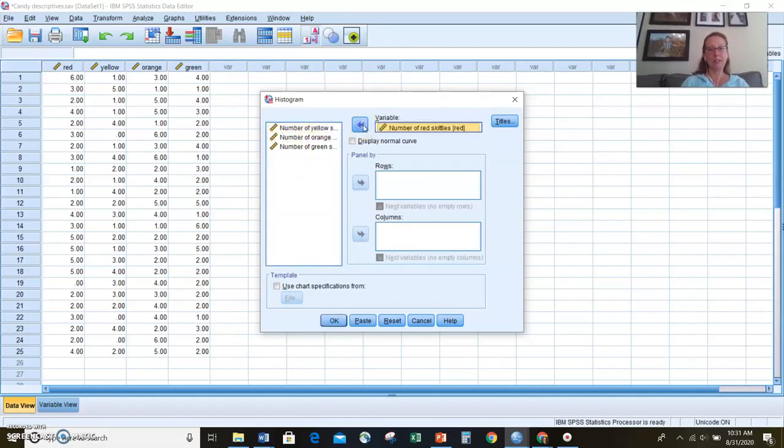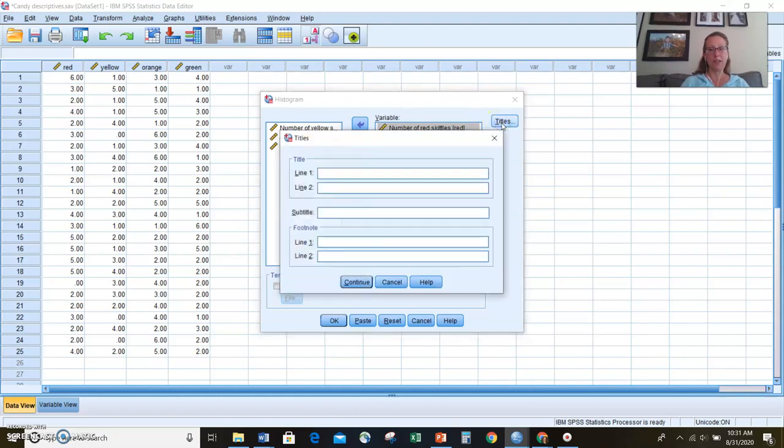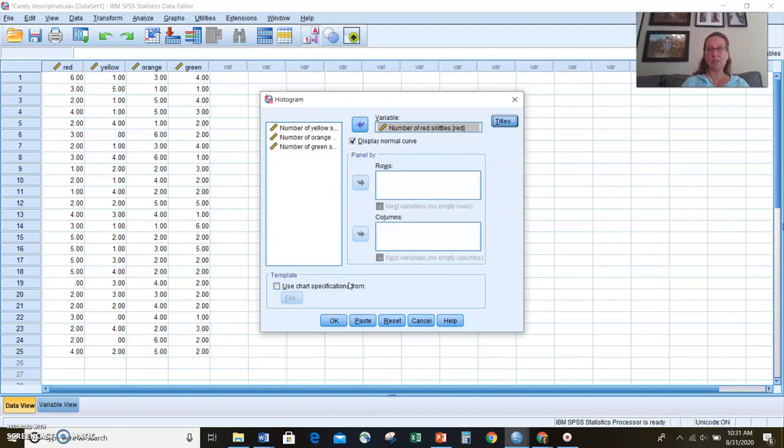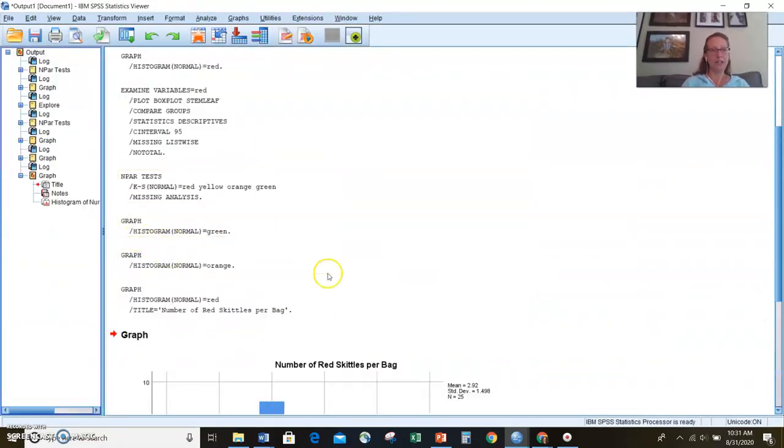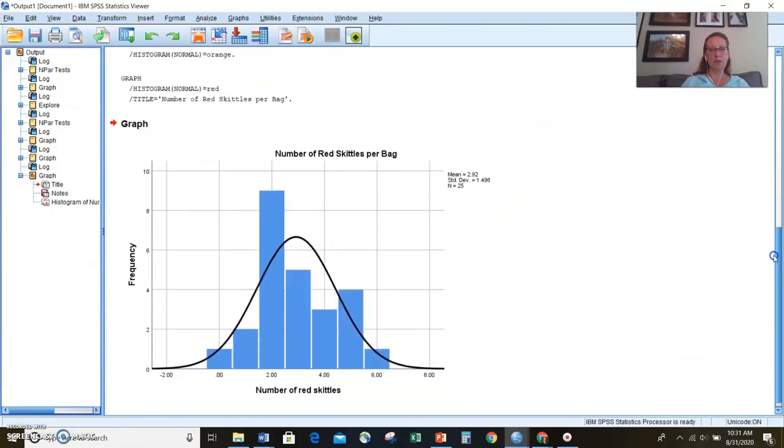And we put that variable in here, and we ask it to put a normal curve on, so we could see what a normal hill would look like if our data was pretty regular. You can also use the title button to go ahead and add your title here, number of red Skittles per bag. Or I will show you in another screencast how you can do tweaks and modifications to graphs after you've already made them. So variable, curve, title, and click OK. And you will get a graph then that shows the dispersion or variability or distribution of scores for red Skittles.